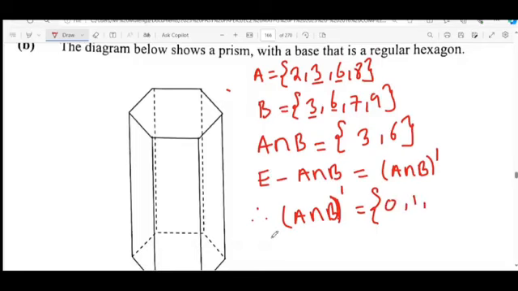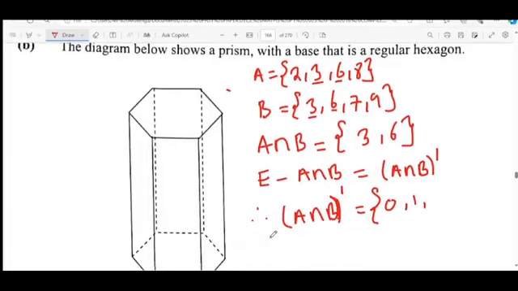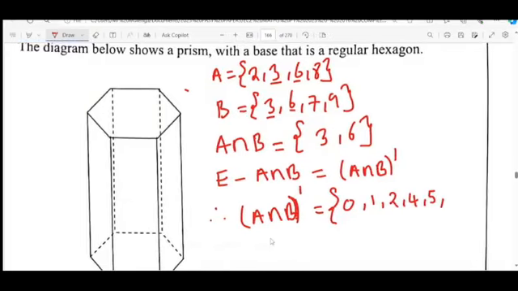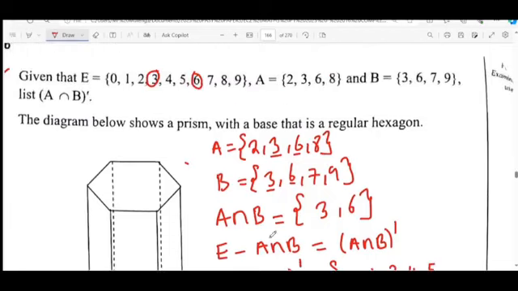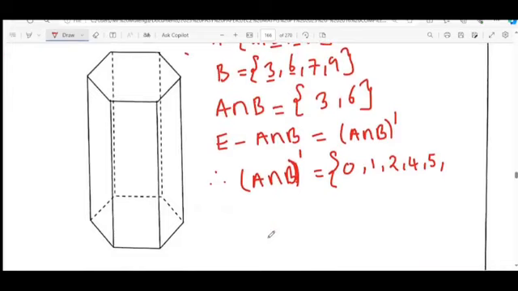So we are remaining with 0, 1, 2, 4, 5. Let me just move this side so that you are able to see 5, 7, 8, 9. So 7, 8, 9. This is (A intersection B) complement.